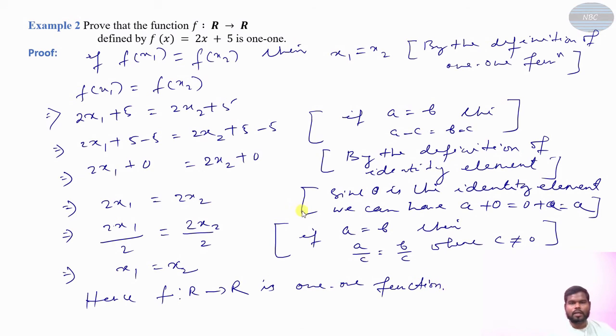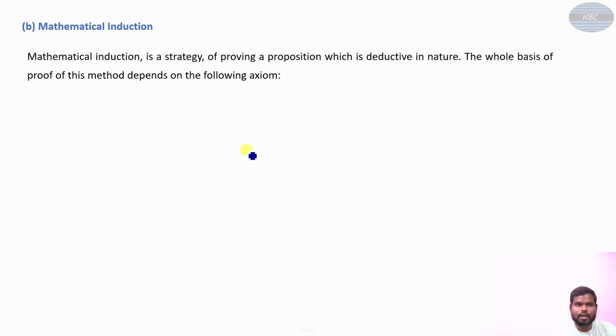Okay, so now come to the next way. The second type of direct proof is called mathematical induction. Mathematical induction is a strategy of proving a proposition which is deductive in nature. The whole basis of proof of this method depends on the following axioms.